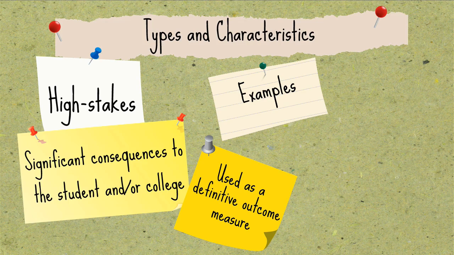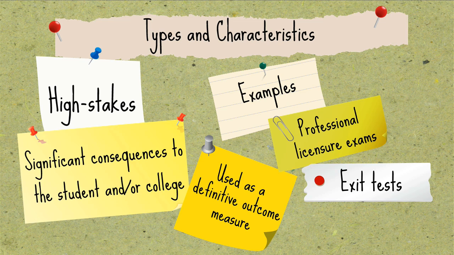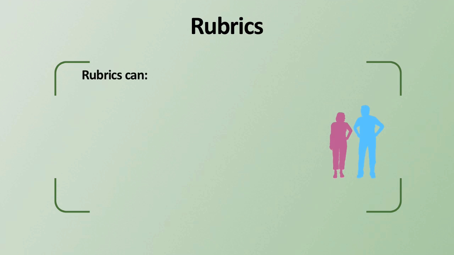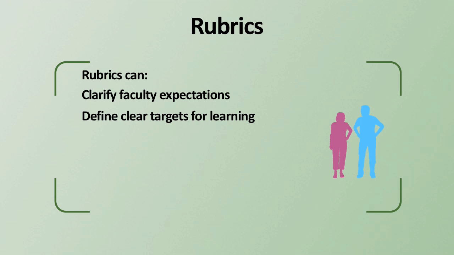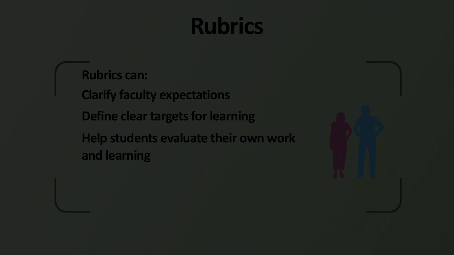Examples of high-stakes assessments are professional licensure exams and exit exams that students must pass to successfully complete a program or graduate. A more in-depth assessment method is the use of rubrics. Rubrics are scoring guides that define expectations for student learning. They can also motivate students by clarifying faculty expectations, defining clear targets for learning, and can help students to evaluate their own work and learning.